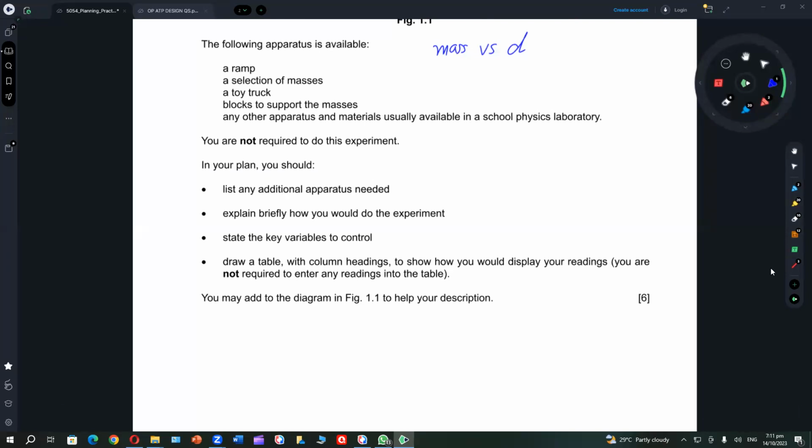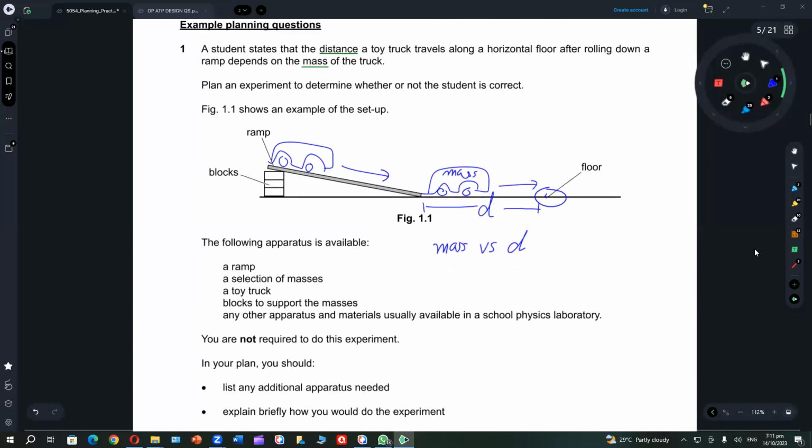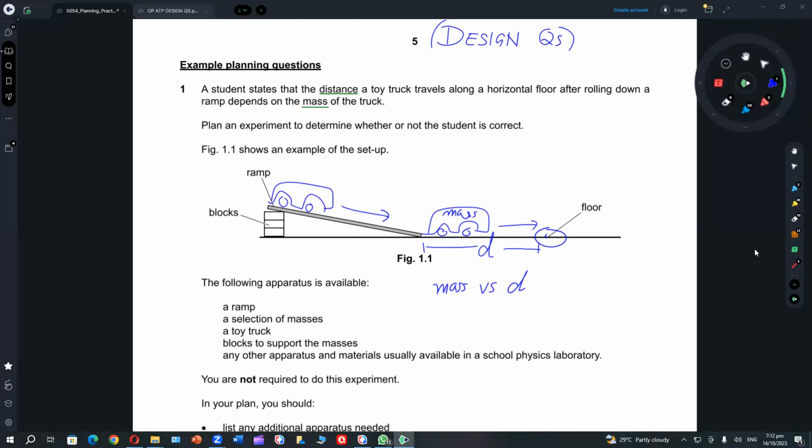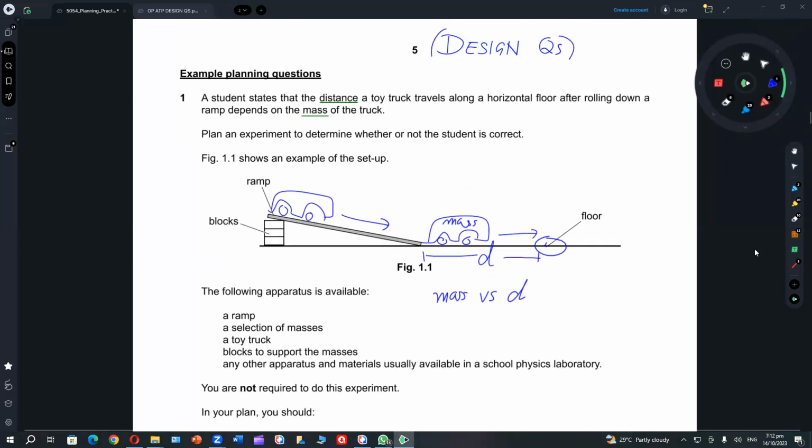Draw a table with column headings to show how you would display your readings. You're not required to enter any readings. You may add to the diagram in figure 1.1 to help your description. Now, please, I'm going slow because this is the first question for today. Design questions are not very difficult, but they are very unusual for people. So read this question again.